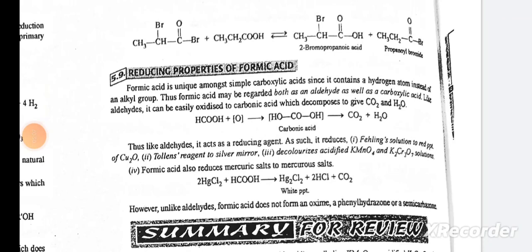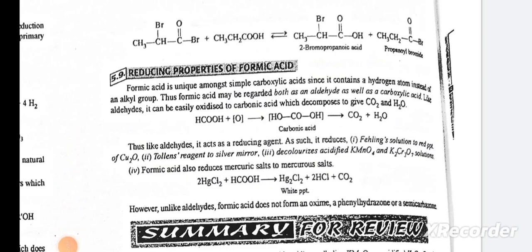Reducing properties of formic acid. Formic acid is unique among simple carboxylic acids since it contains a hydrogen atom instead of an alkyl group. Thus, formic acid may be regarded both as an aldehyde as well as a carboxylic acid. Like aldehydes, it can be easily oxidized to carbonic acid, which decomposes to give CO2 and H2O. Thus, like aldehydes, it acts as a reducing agent.